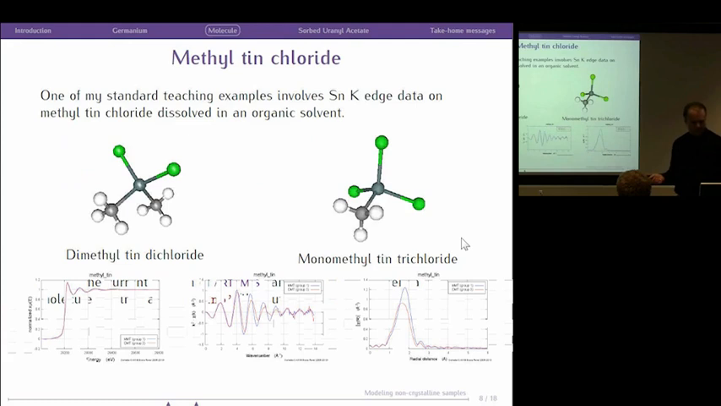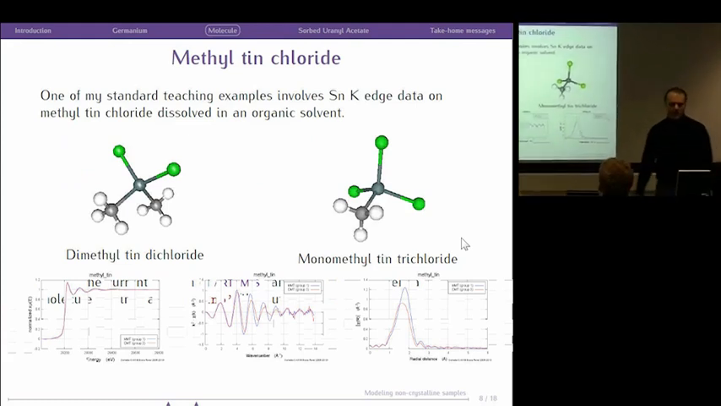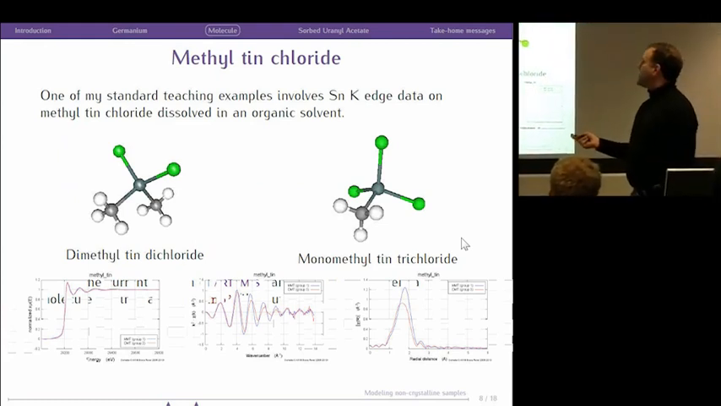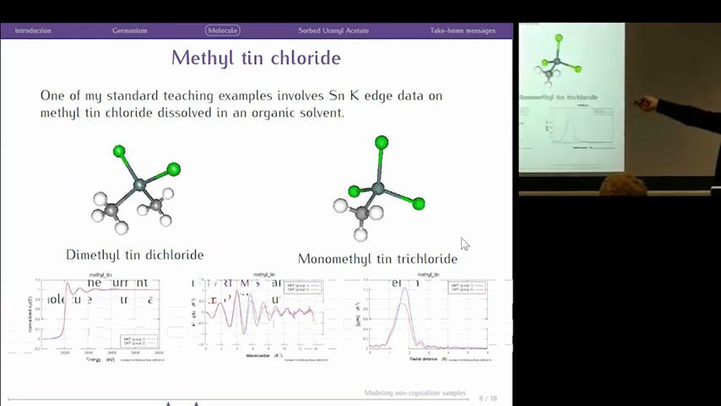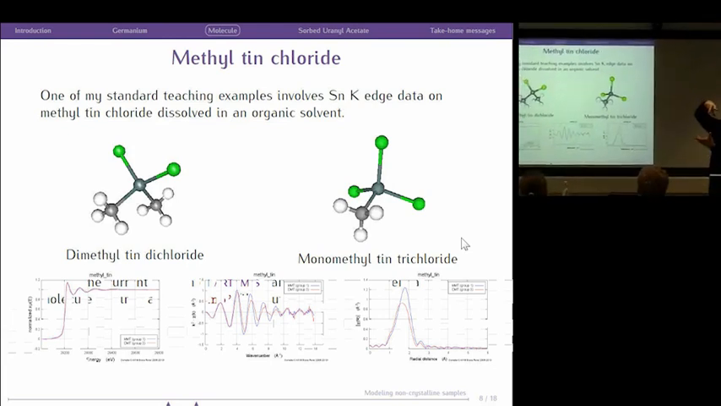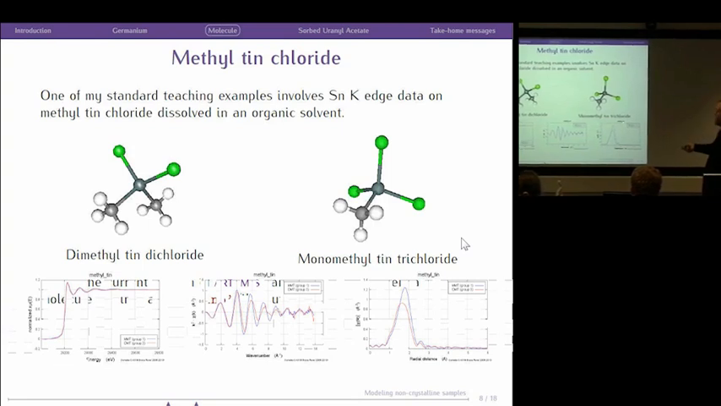So, here's some data I took some years ago on some methyl tin chloride. We had a couple of samples, dimethyl tin dichloride, which is a tin atom with 2 chlorine atoms. It's this sort of tetrahedral thing with a tin in the middle and 2 chlorines and 2 methyl groups, so carbon atoms out here. And monomethyl tin trichloride is just the same thing, except instead of 2 methyls and 2 chlorines, it's 1 methyl and 3 chlorines.